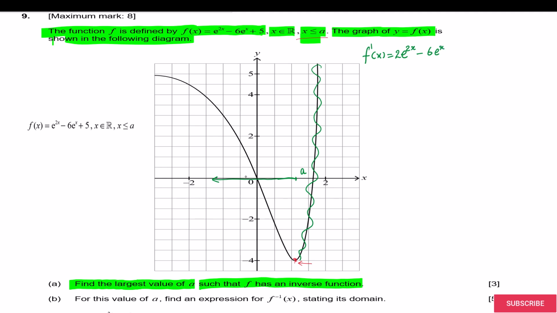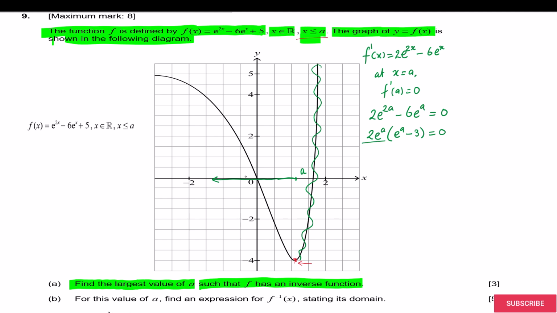For the minimum point, we'll set this equal to 0. So at x equals a, f dash of a has to be 0. It becomes 2e^(2a) minus 6e^a equals 0. Since e^a will not be 0, we can factor out 2e^a. We are left with e^a minus 3 equals 0.